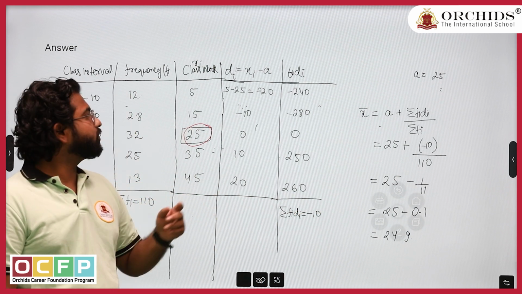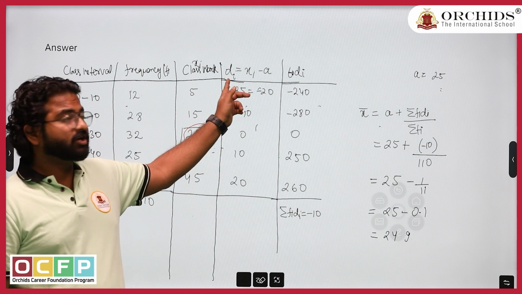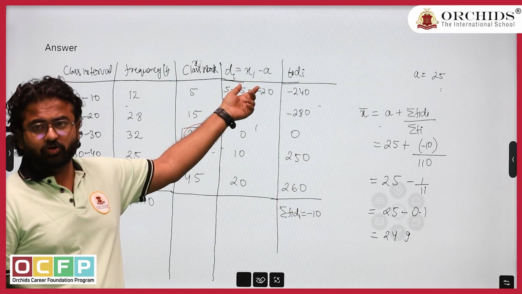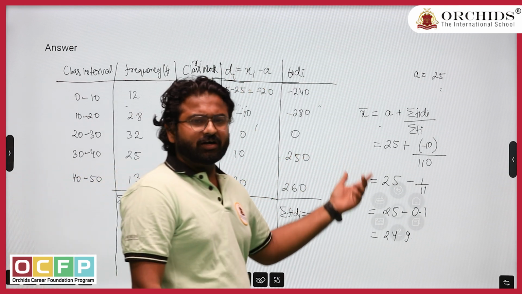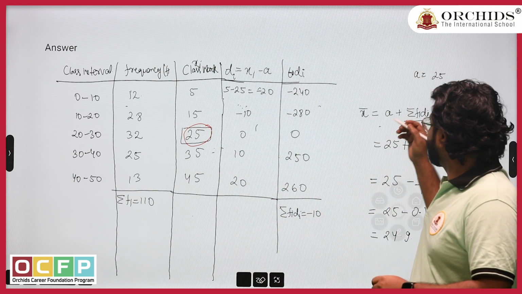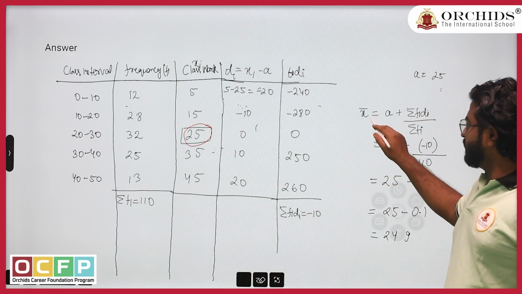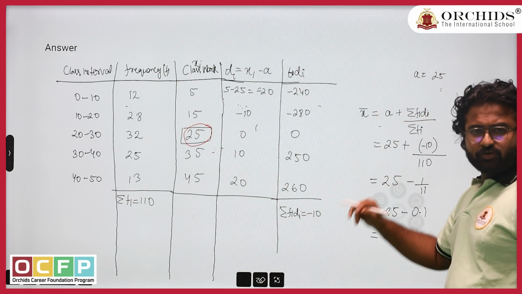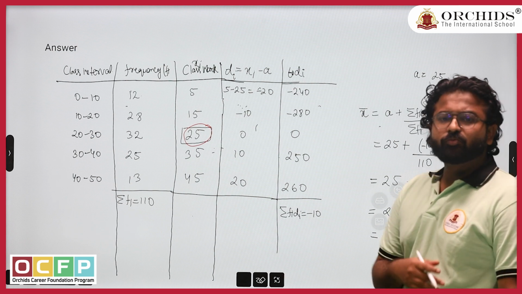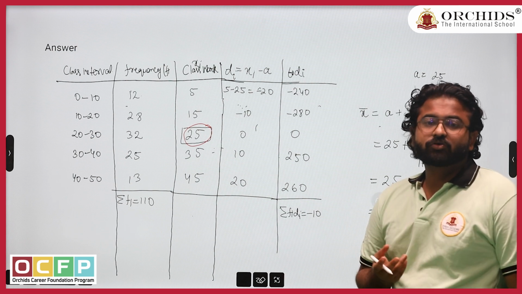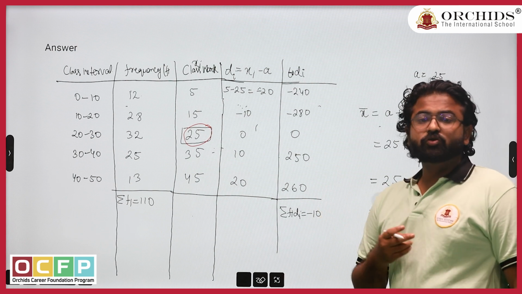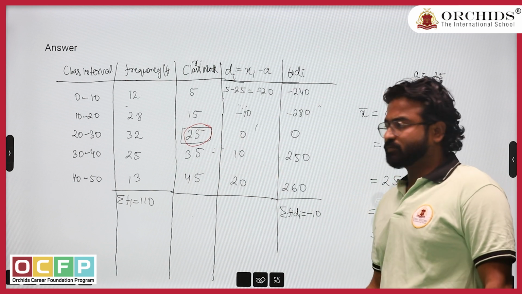What you have to remember is that deviation is xi minus a. Here you will make mistakes. Other than that, everything is easy. You are able to figure out the mean value. So this is my second question. Fine. We will move to the difficult questions where your frequency will be missing.